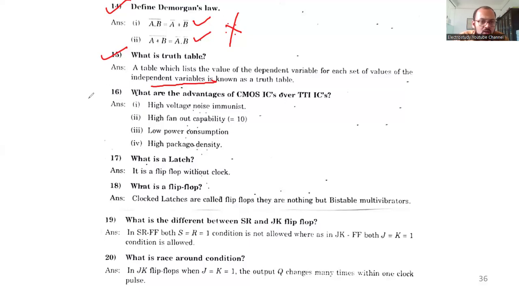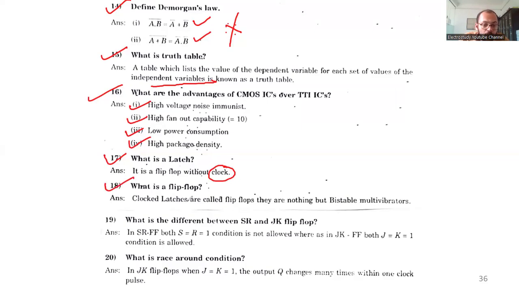Correct? What are the advantages of CMOS IC over TTL IC? The advantages of CMOS IC are high noise immunity, high fan out capability, low power consumption, high package density. So remember, one of the most important questions: what is the meaning of latch? It's a flip-flop without clock. The difference between latch and flip-flop is that a latch is a basic type of flip-flop without clock. That is the meaning of latch.